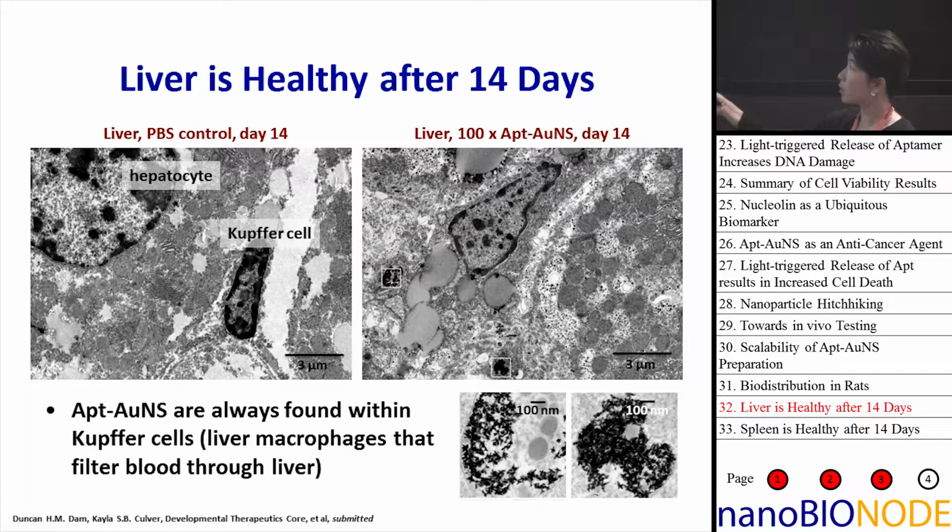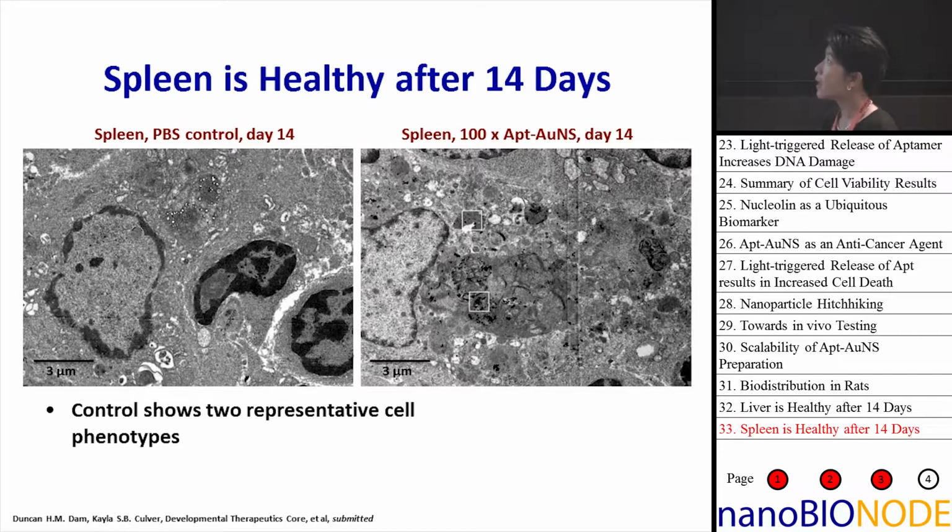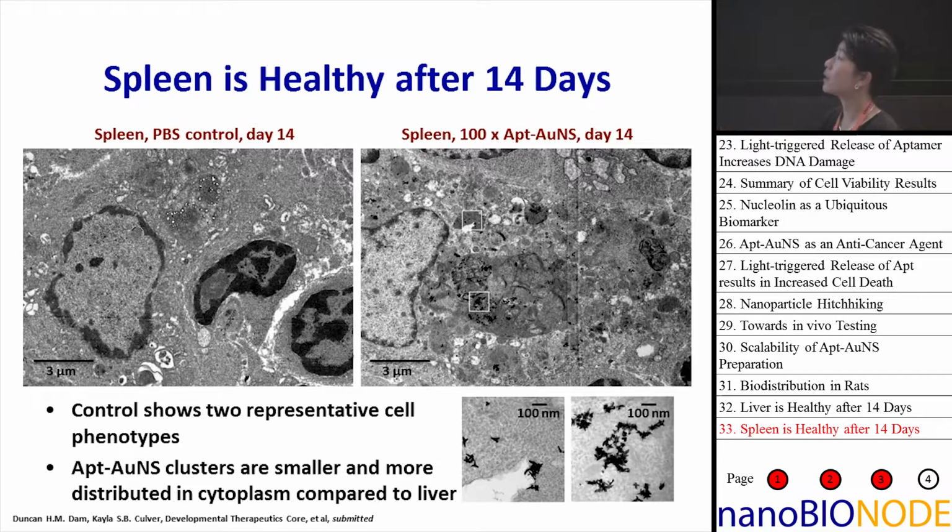And so you can see the stars, what they look like here. We also found that the spleen is healthy after 14 days. So this is the control, and this is at our highest concentration. And so we still see 2 representative cell phenotypes in the spleen. But what's interesting is that the clusters are smaller. So in the liver, they're large. The macrophages just keep taking them up. But here they're much, much smaller.